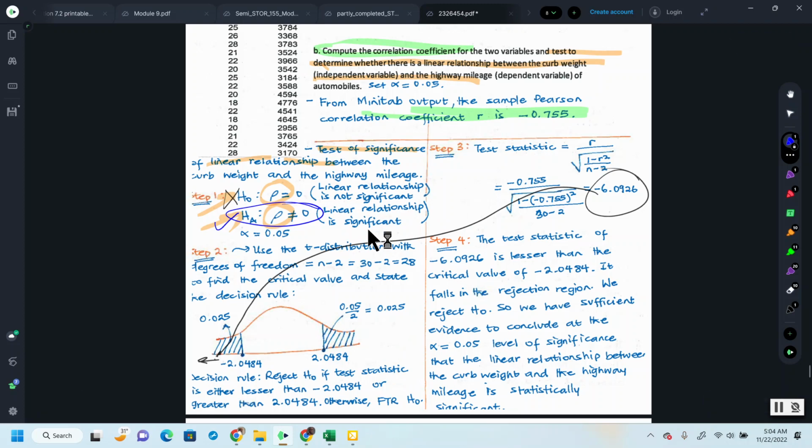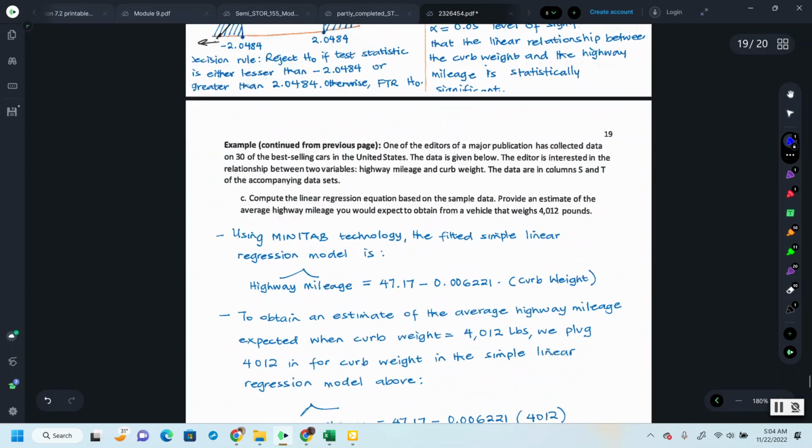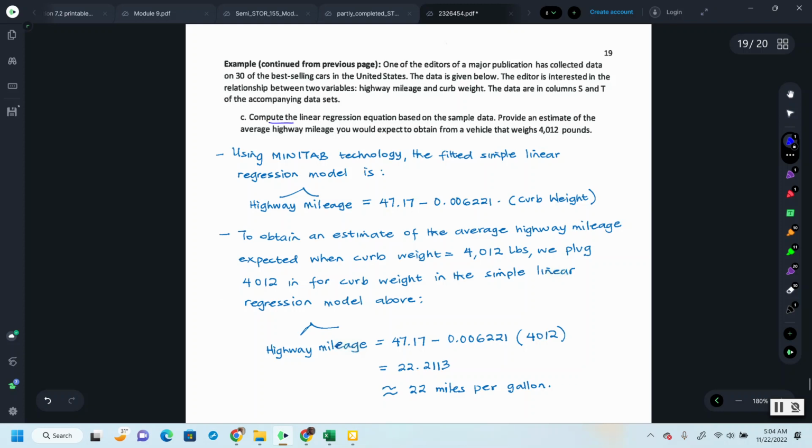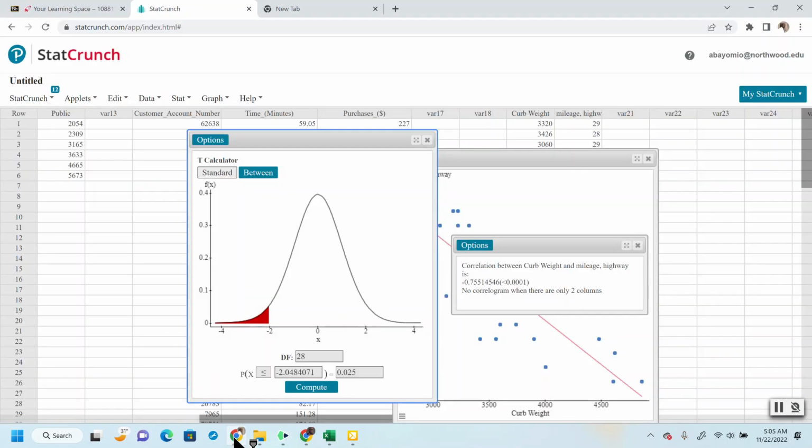With that said, let us see what we have on page 19. Still the same question, but this time we're required to compute the linear regression equation and to provide an estimate of the average highway mileage that you expect from a vehicle that weighs 4,012 pounds. So, in this context, how do we get the linear regression equation? You can use Minitab technology, but we're using StatCrunch technology in this class. So let's go on to do that.